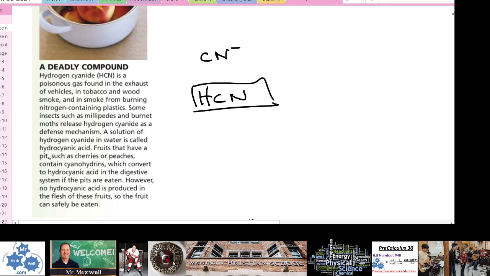Fruits that have pits, such as cherries or peaches, contain cyanohydrins, which convert to hydrocyanic acids in the digestive system if the pits are eaten. However, no hydrocyanic acid is produced in the flesh of these fruits, so the fruit can safely be eaten. So I don't know if you knew that.